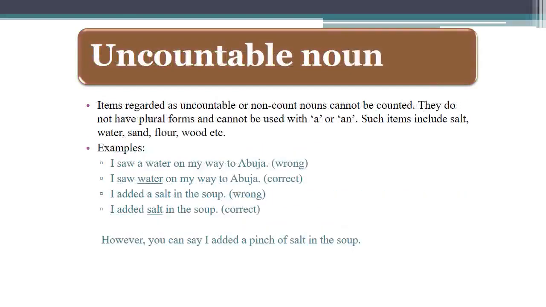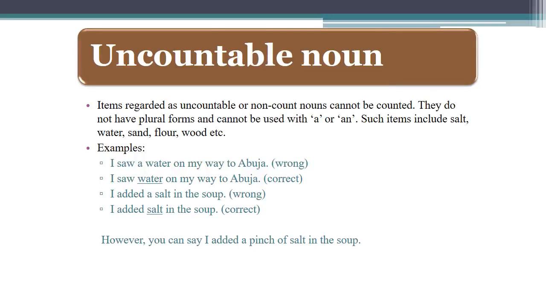Next type of noun, uncountable noun. An uncountable noun is a noun that cannot be counted. The uncountable nouns do not have plural forms and cannot be used with a or an. We could have examples such as salt, water, sand, flour, wood, etc.